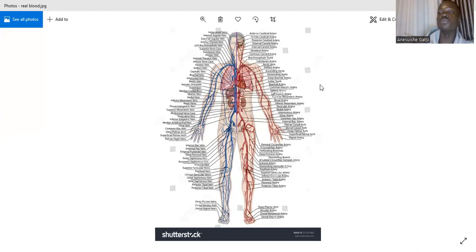The scapular anastomosis is important because it provides a collateral circulation for the upper limb if you have blockage along the vessels. So that is between the first part of the subclavian and the third part of the axillary artery. If you have blockage anywhere along the way, you can have formation of a collateral circulation.